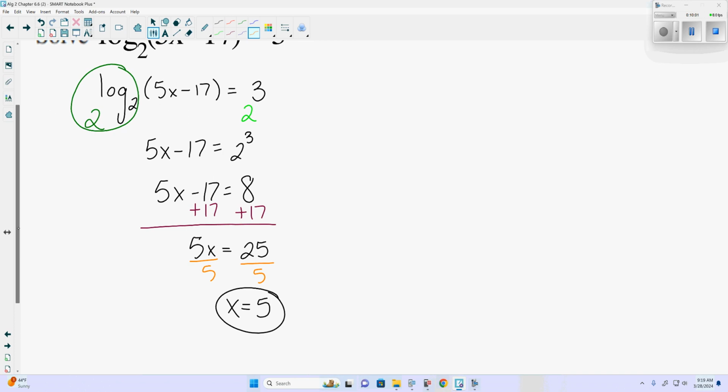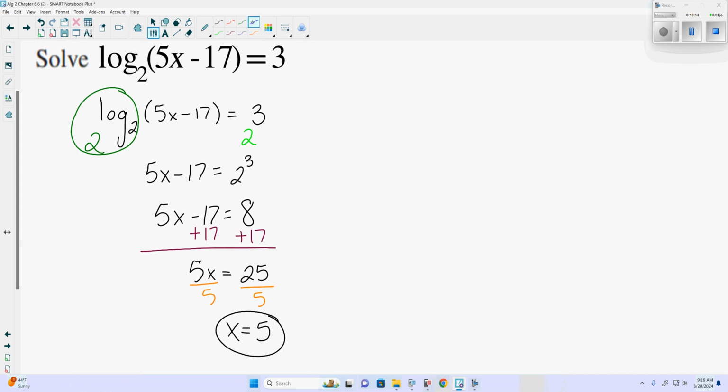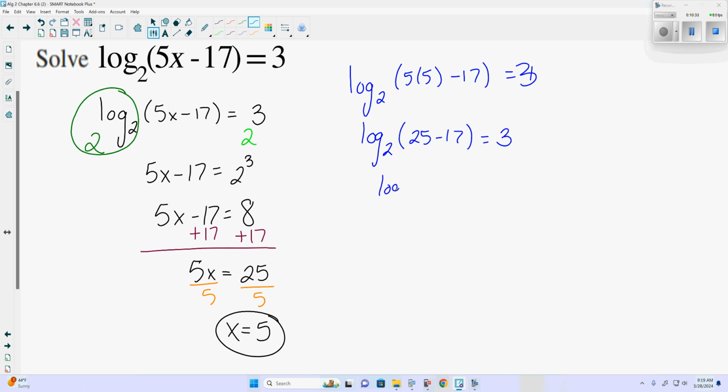Now, if we had to put both sides to the base of e, we would do that with natural logs. It's not going to simplify out because e to a power does not give us a nice number. Now, if we want to check it, we can. And really, that would be log base 2 of 5 times 5 minus 17 is equal to 3. Inside the log, 5 times 5 is 25 minus 17. That tells us log base 2 of 8 is equal to 3. And we could calculate that in the calculator and it would work.